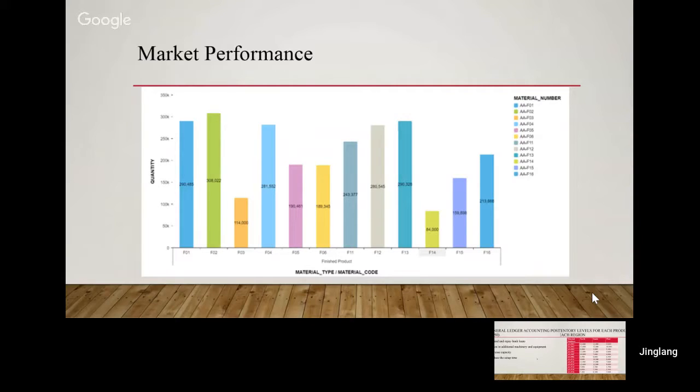However, with uncontrollable factors, we could not produce the 500 grams strawberry milk for a long time. That's why the sales for F04 is very low.